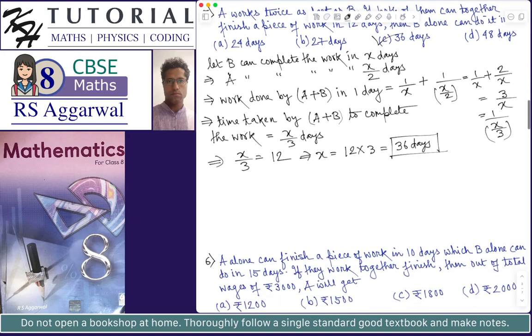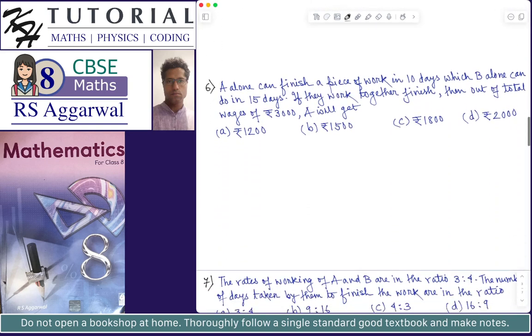Okay. Let's do problem number 6. A alone can finish a piece of work in 10 days, while B alone can do it in 15 days. If they work together to finish it, then out of total wages of 3000, how much will A get?